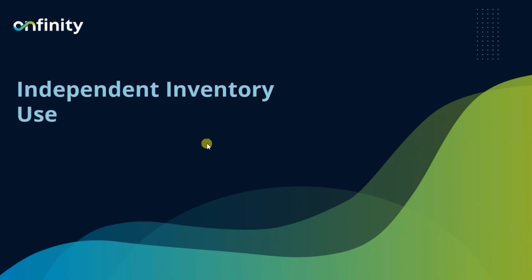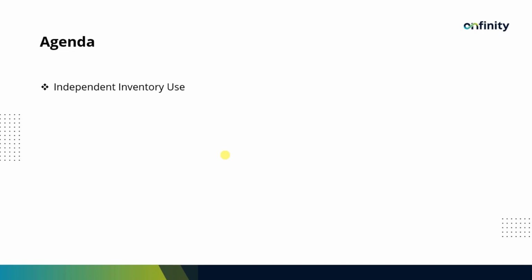Hello, everyone! In this session, we are going to explore the independent inventory use process in Onfinity Enterprise Resource Planning. This process is essential for tracking internal consumption of inventory, and it's important for understanding how to maintain it within the system. Let's start by looking at the agenda for today's session.